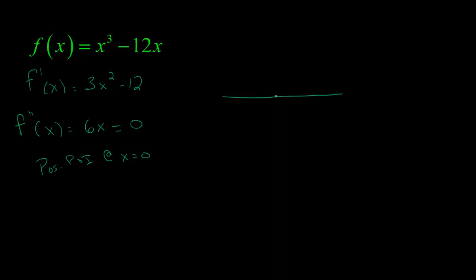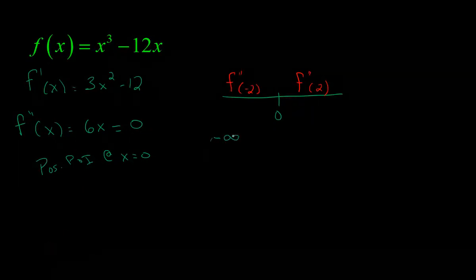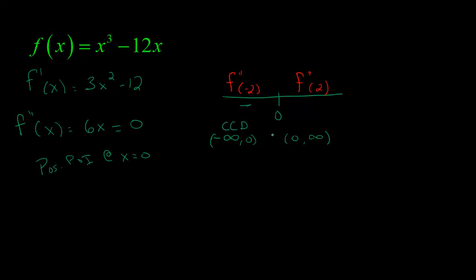We'll make our number line for 0. And then we'll pick our test points. So we're going to go f double prime negative 2, f double prime 2. I could pick anything, okay? And again, my intervals that I already have now, that's why I draw the number line. I go from negative infinity to 0 and from 0 to infinity. So let's see what happens when I plug in negative 2 to my second derivative. I'm going to get a negative answer. So that's negative. That makes this concave down.